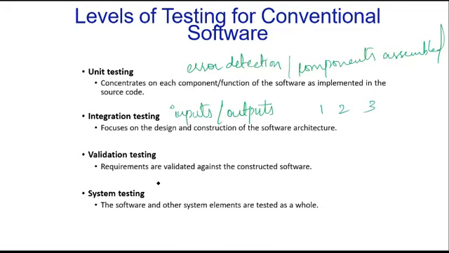Then within validation testing, you're going to check whether the system meets the end user's requirements. So here you're going to focus upon all the functions, the behavior of the system, the performance of the system. Each of these things is focused on here. Then system testing is testing the entire system as a whole. Here you're going to identify whether all functions and performances are achieved or not. So these are the steps for conventional software.